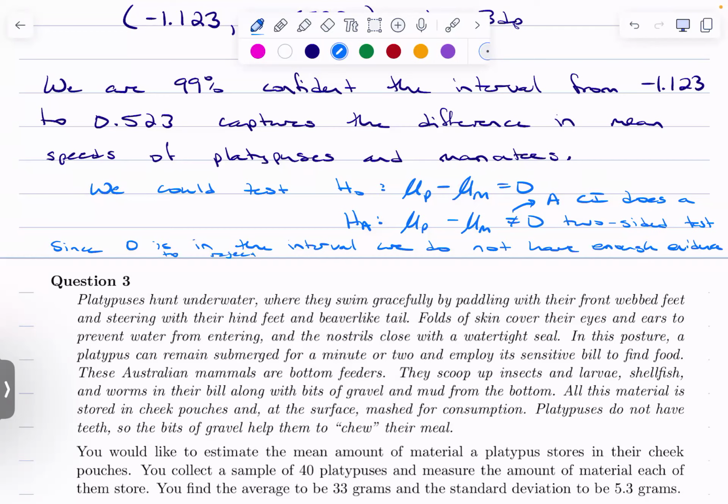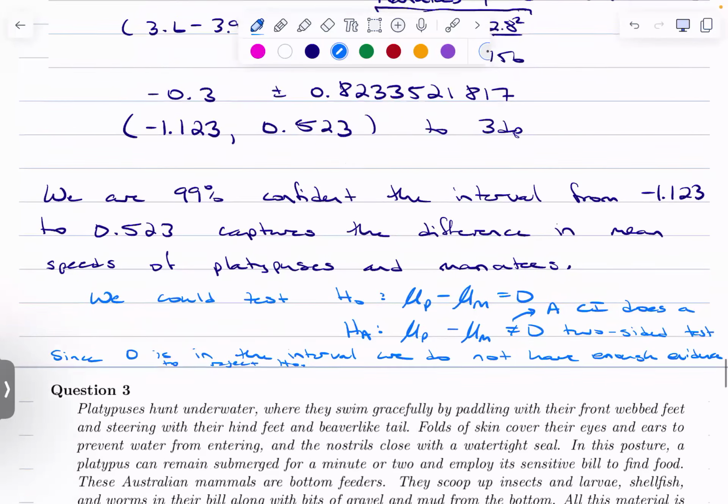To reject H0. Tight, but I don't want to do a full page just for that. And then, of course, the conclusion matches what we found with our formal hypothesis test. Nice.